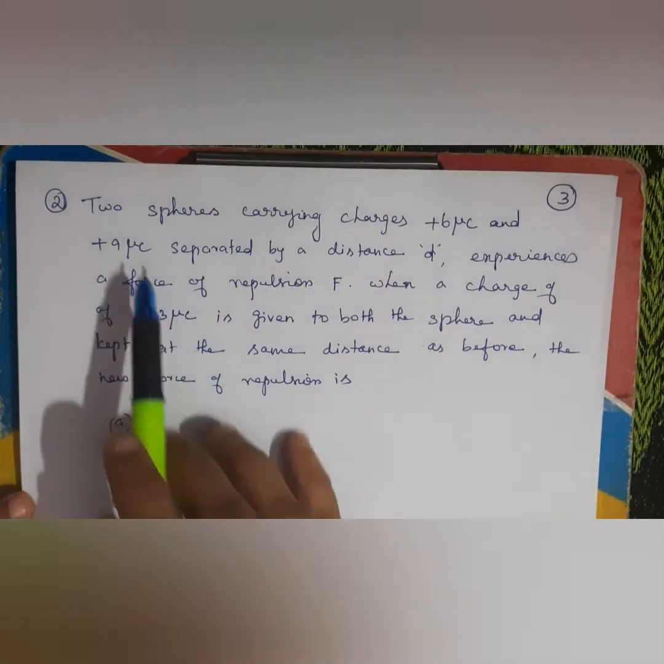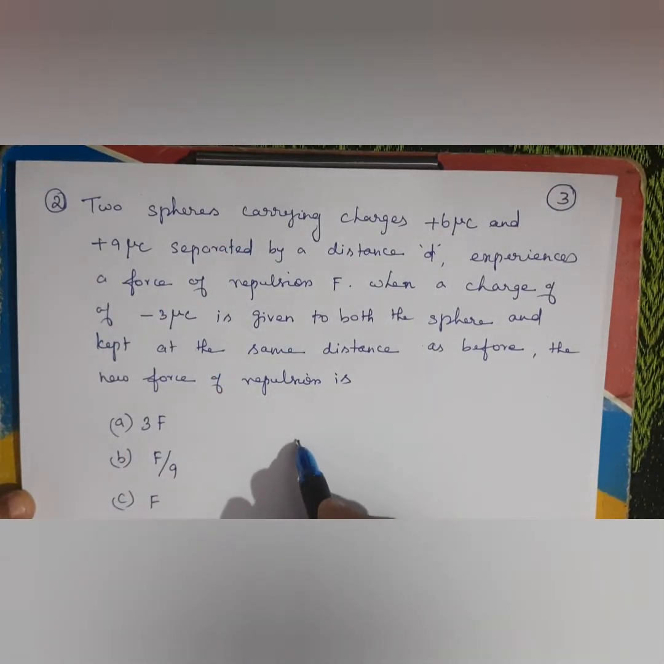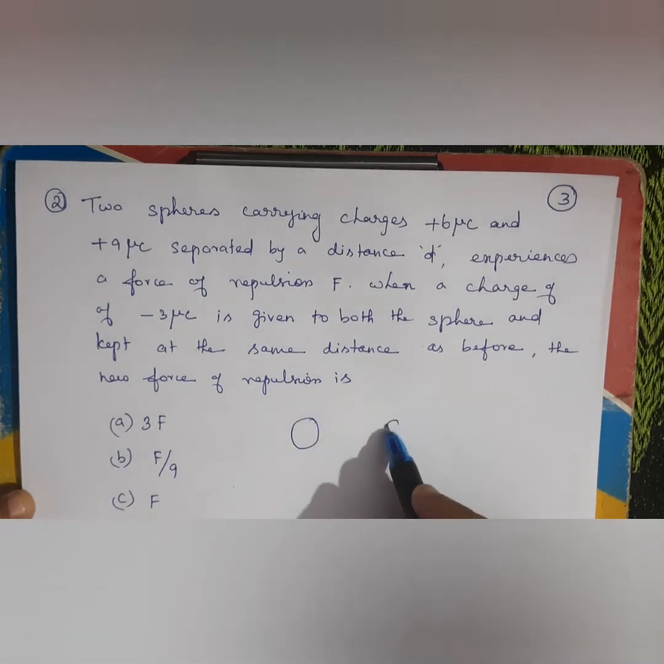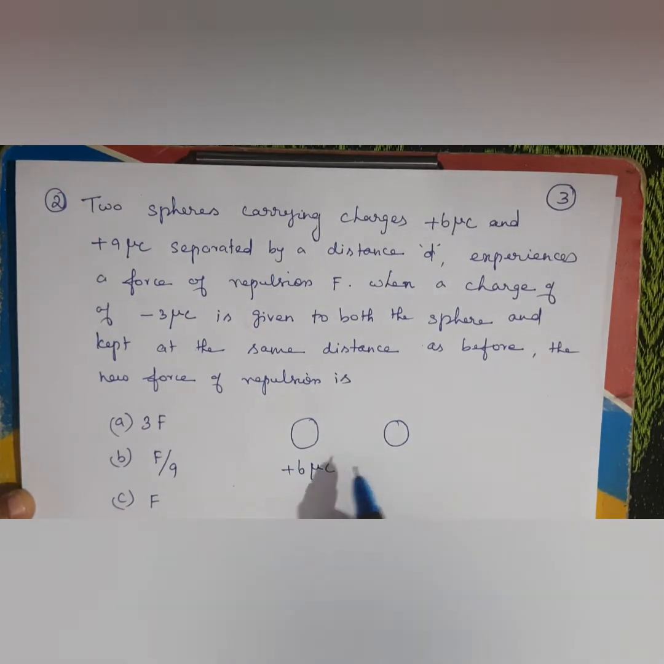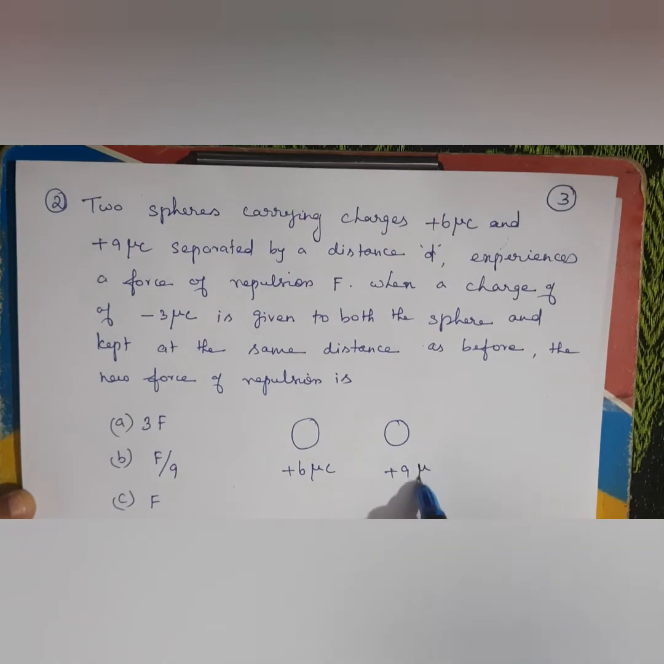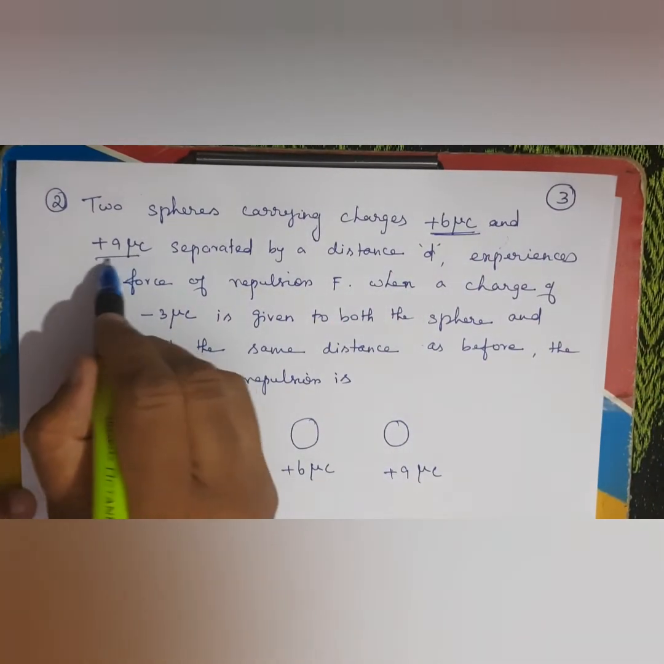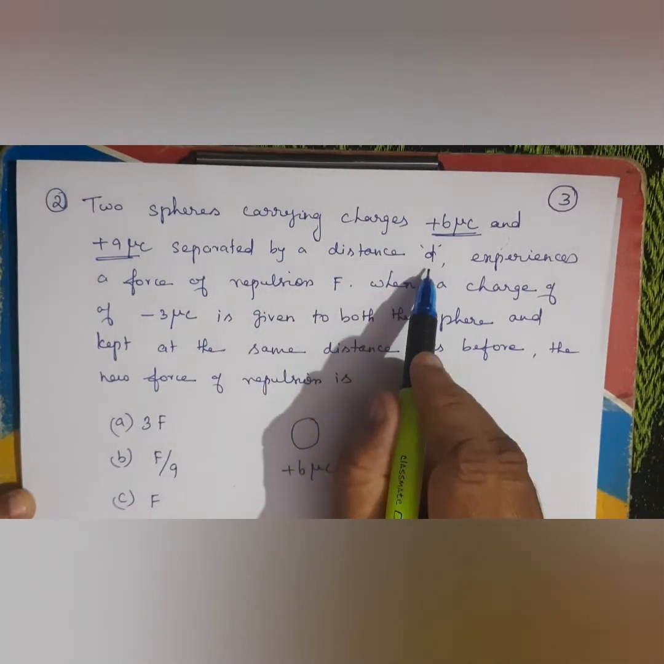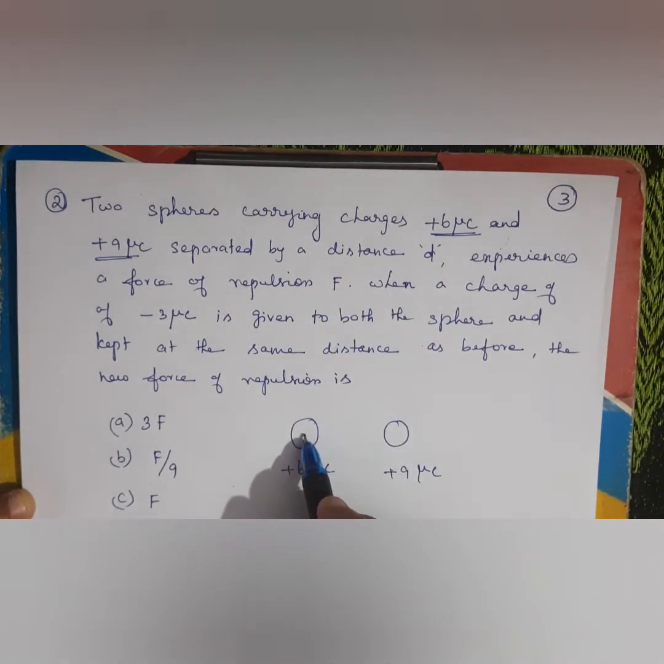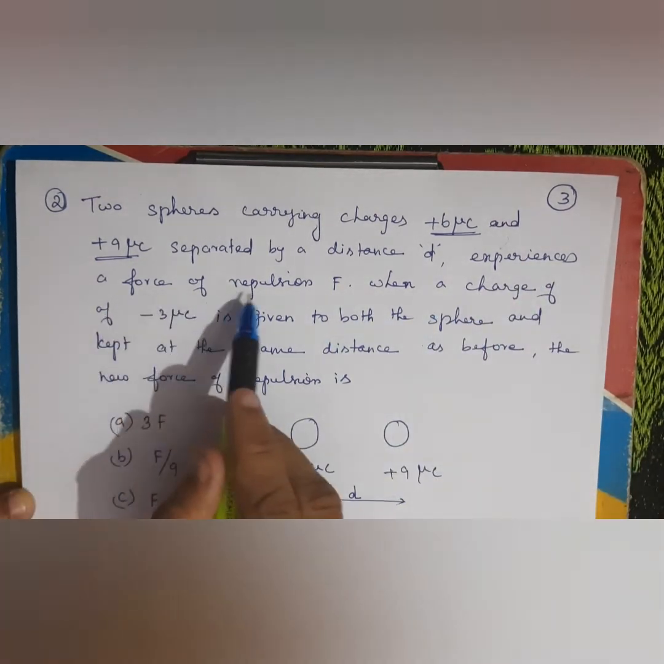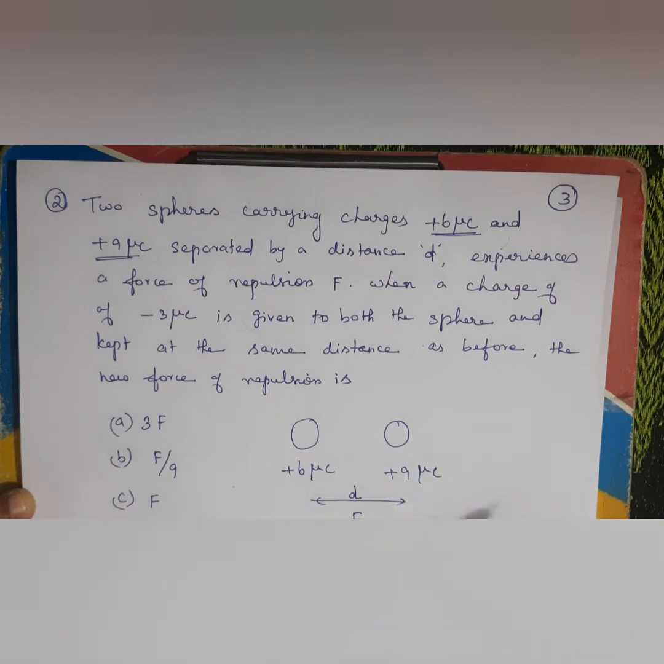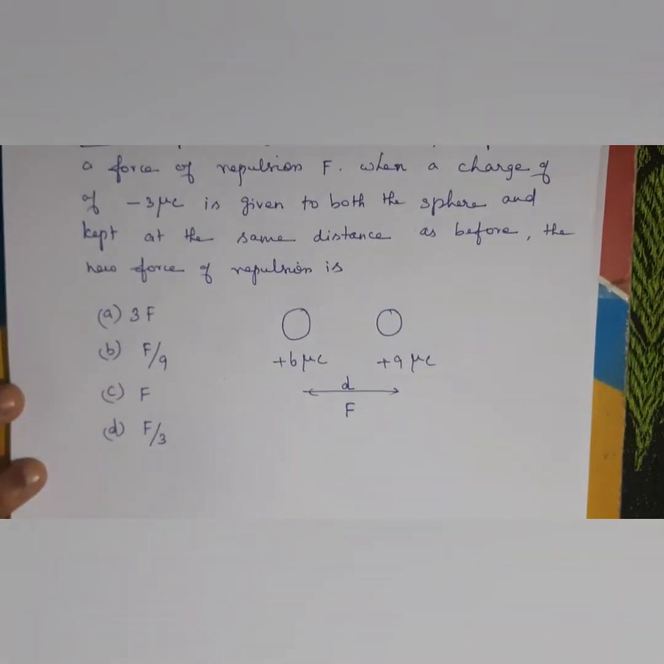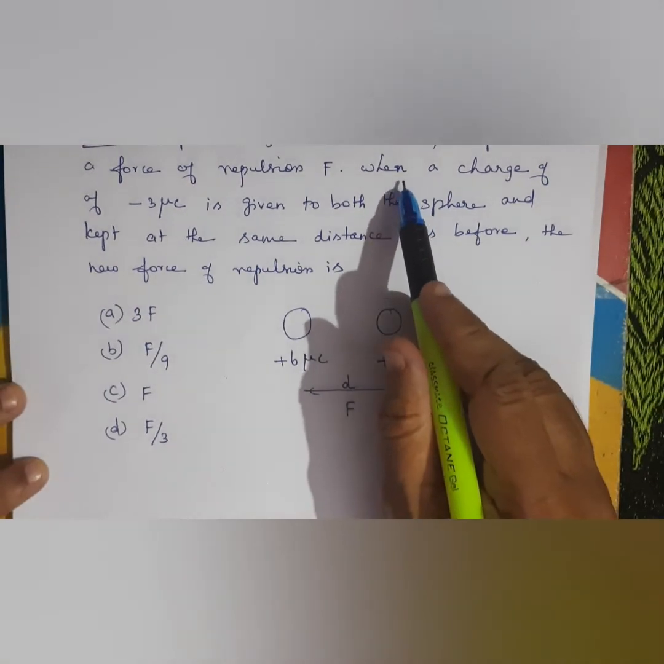What data are given? Two spheres. Now you draw roughly two spheres carrying charges. The first one is plus 6 microcoulomb, and another one is plus 9 microcoulomb, separated by a distance d. So the distance between the two spheres you consider as small d. They experience a force of repulsion, let me consider it as capital F. So this one is case number 1.